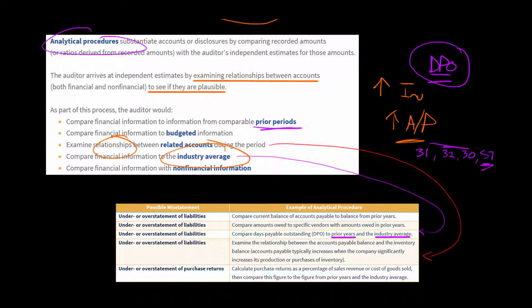With analytical procedures, the auditor is not looking at a specific transaction. They're calculating ratios from the numbers in the financial statements, and they're looking at differences between accounts and thinking about, okay, if inventory went up a whole heck of a lot, then accounts payable probably should have gone up a whole heck of a lot as well.